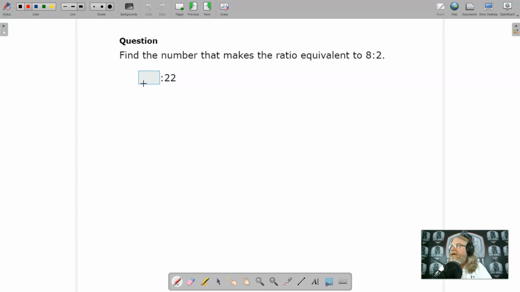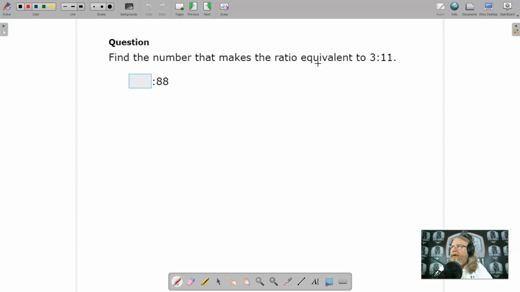On the next one, find the number that makes the ratio equivalent to 8 to 2. So let's write that, 8 to 2, and we're going to set that equal to some number over 22. All right, not too bad, right? Some number times 2 is 22. Well, that number's 11, right? 11's are pretty easy. So we're going to do the same to 8, multiply that times 11 as well, and X is going to give us 88. We'll fill 88 in there and move along.